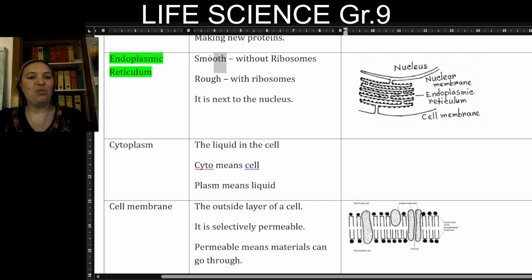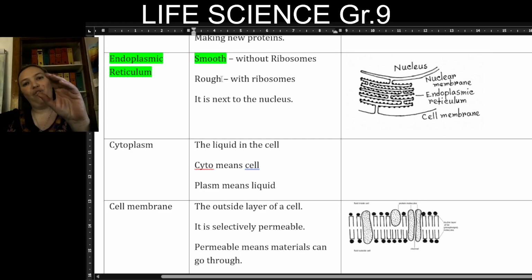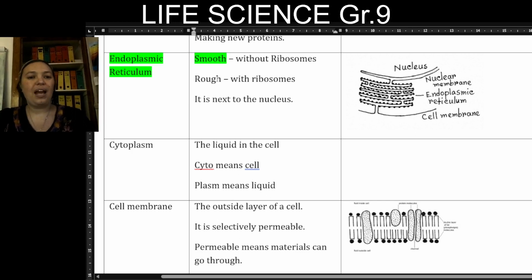So we get smooth endoplasmic reticulum. Those are the ones without the ribosomes, so they're usually a bit further from the nucleus. And we've got rough endoplasmic reticulum, which is right next to the nucleus.